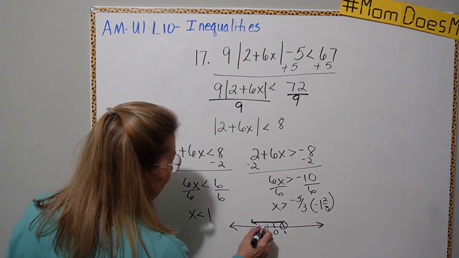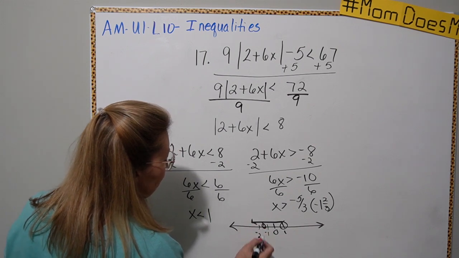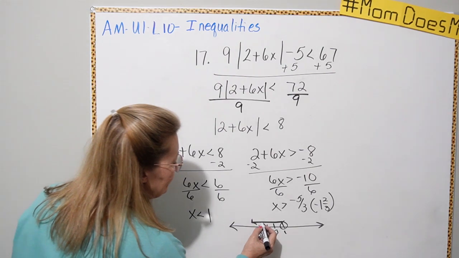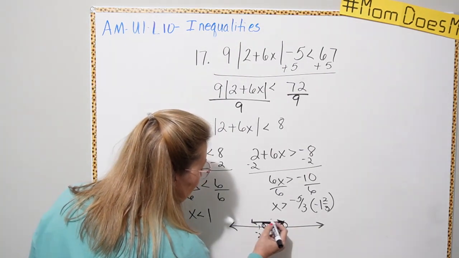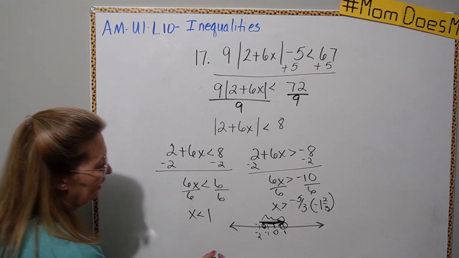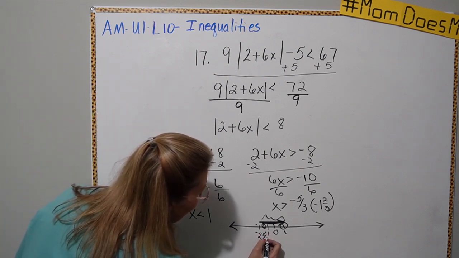So you don't have to be that exact. So we're going to put an open dot somewhere in there. Well, if x is greater than this, where does that go? That goes that direction. So here's our overlap right here. And this is at negative 5/3.